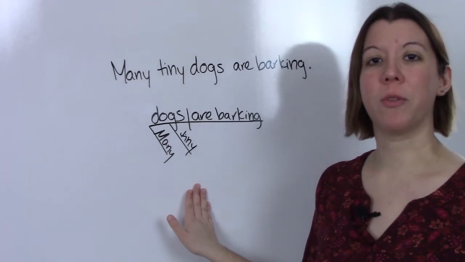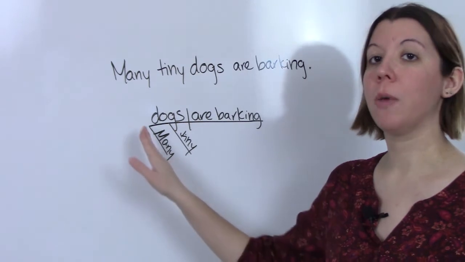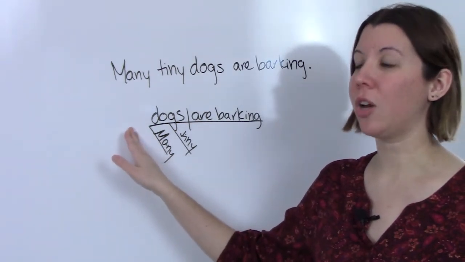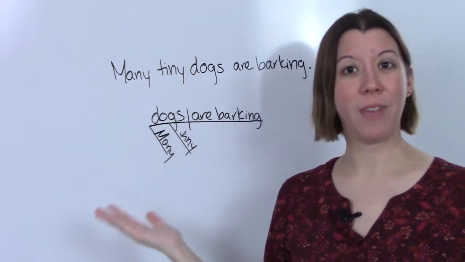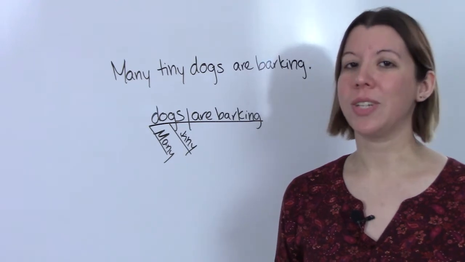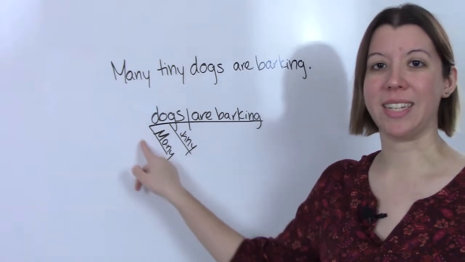Sometimes a sentence will have multiple modifiers. For example, many tiny dogs are barking. In that case, you will have multiple modifier lines, and they'll appear in the order they are in the sentence. Let me show you what I mean. Here is the diagram for many tiny dogs are barking. Notice I have two modifier lines, both underneath dogs, because dogs happens to have two attributive adjectives attached to it. That's okay. In fact, that's normal. Continue to capitalize the first word in each sentence. For example, many in this sentence.